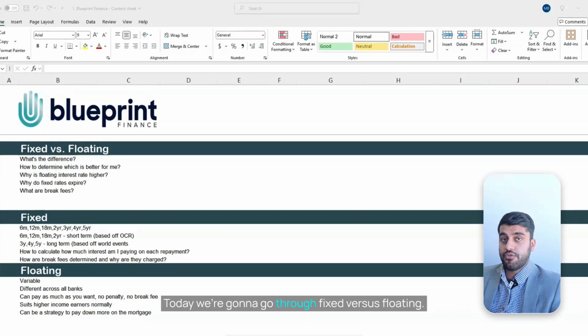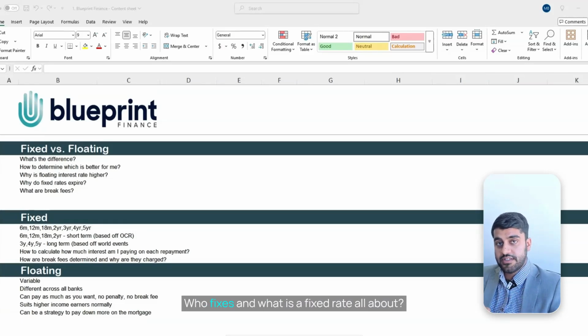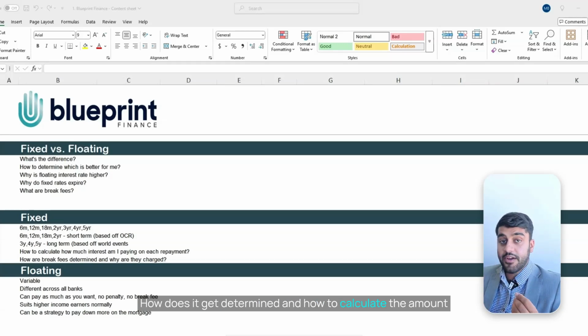Today we're going to go through fixed versus floating, who fixes and what is a fixed rate all about, how does it get determined, and how to calculate the amount of interest you're paying on the fixed loan on your repayment. Then we're going to look at floating and who does that actually suit, what's the difference, and why are there no break fees for the floating.